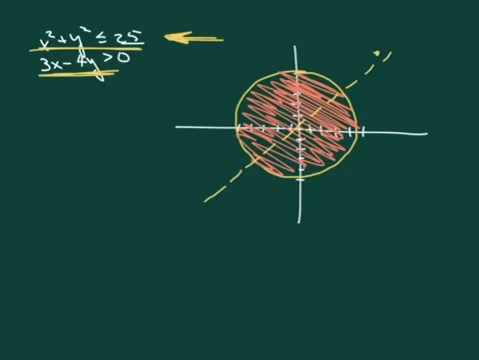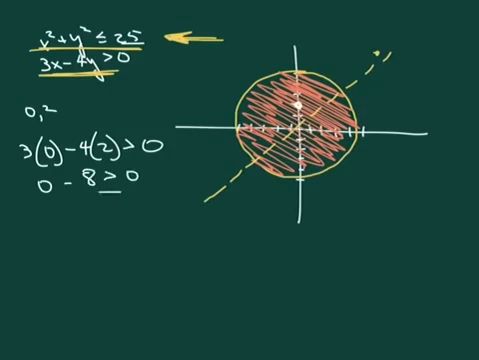Whoops, what am I thinking? 0, 2, right here. So if 0, 2 works, if it makes it a true statement, we're going to shade above the line. If 0, 2 does not work, we're going to shade below the line. So we're going to take 3x minus 4y, 0 for x, 2 there. 0 minus 8 is greater than 0. So is negative 8 greater than 0? No, it's not. So 0, 2 does not work, which means no number above the line works, which means we're going to be shading everything below the line.